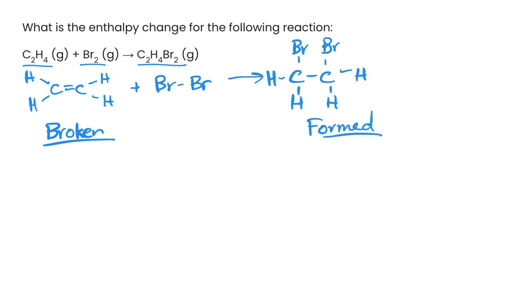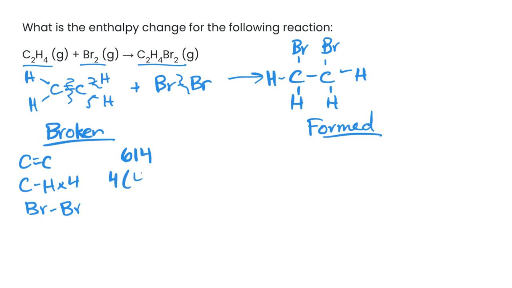Looking at bonds that are broken here, we're breaking a C=C double bond, 4 carbon-hydrogen bonds, and 1 bromine-bromine bond. If we look up those values in our data tables, you can pause and work this out for yourself if you want. We've got 614, 4 times 414, and 193. Tallying all of those up gives us 2463.